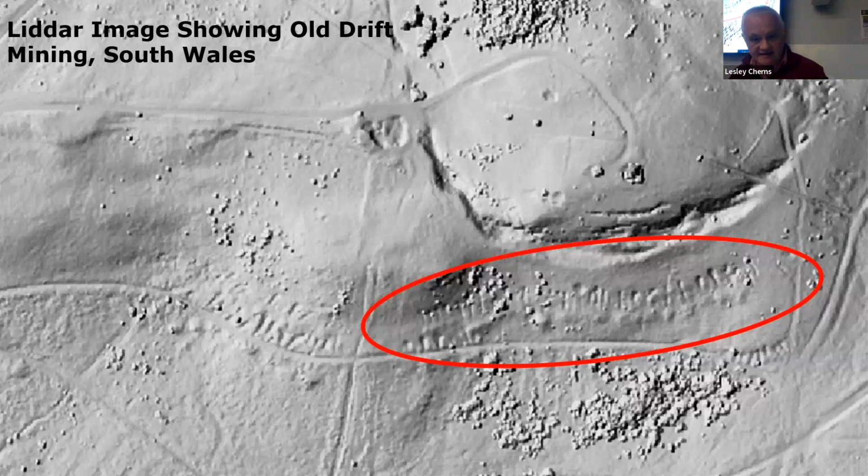This is a LiDAR image of hillside of South Wales, and you can see where I circled these areas. These are all drift mines and crop workings. And looking at it, there's also some more over here. These are still evident. I was doing a job last month near Pontedales, and there's drift workings up on the hillside immediately above the site. Follows the coal seam. So the likelihood is the coal seam runs straight through here.